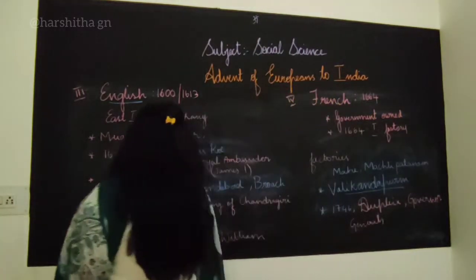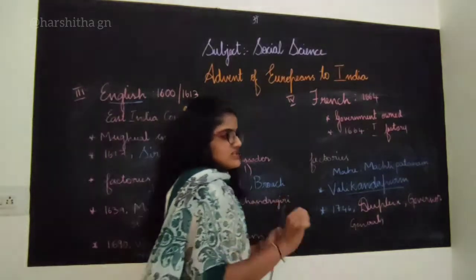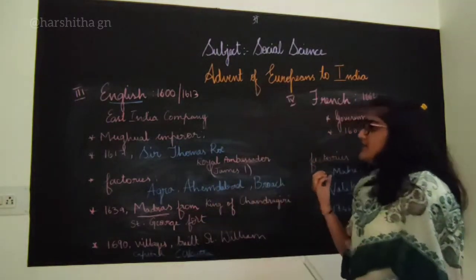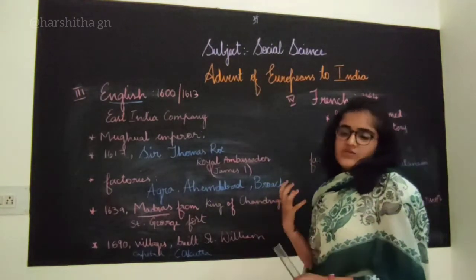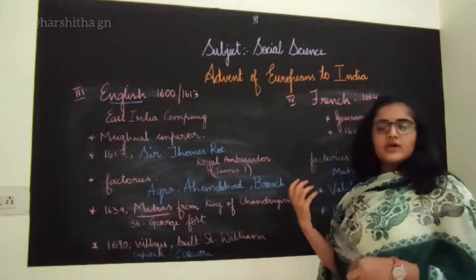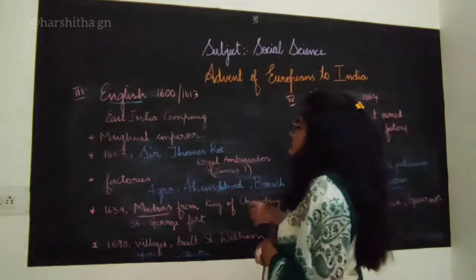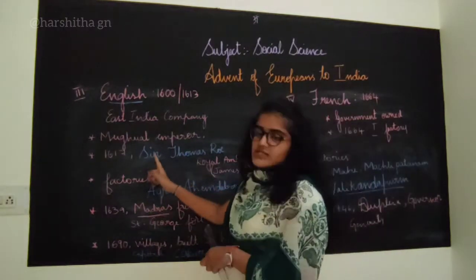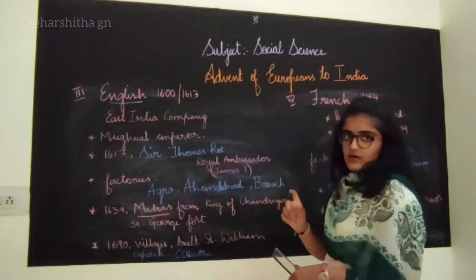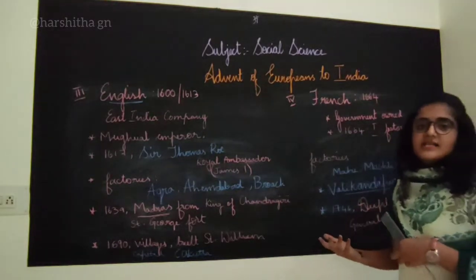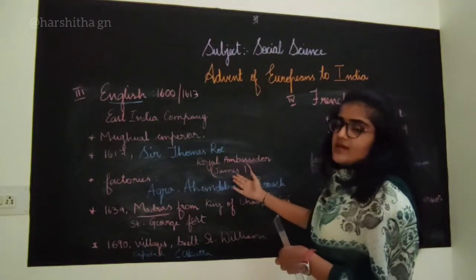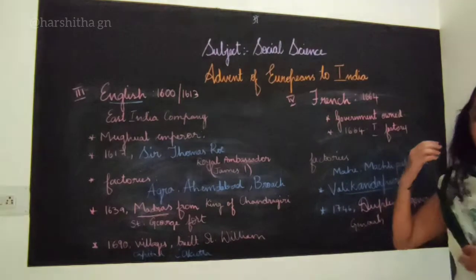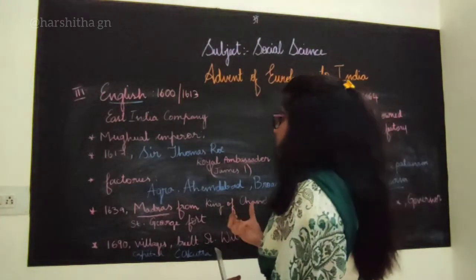In the beginning, they took permission from the Mughal Emperor Jahangir. With the help of Jahangir, they got permission to have warehouses. Warehouses are nothing but places to store the products, the spices. Upon getting the permission, in the year 1617, an English officer called Sir Thomas Roe became the royal ambassador from the court of James I. James I was the king, and his royal ambassador Sir Thomas Roe came to India and started the factories.